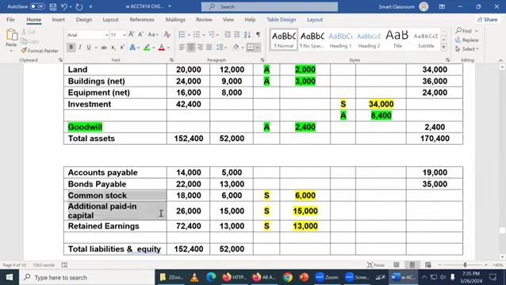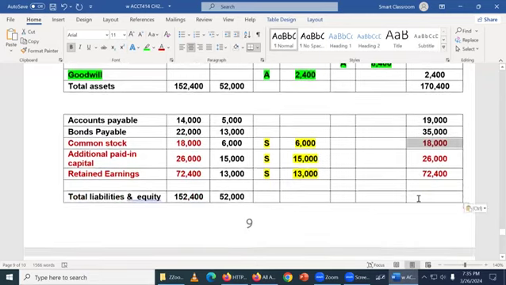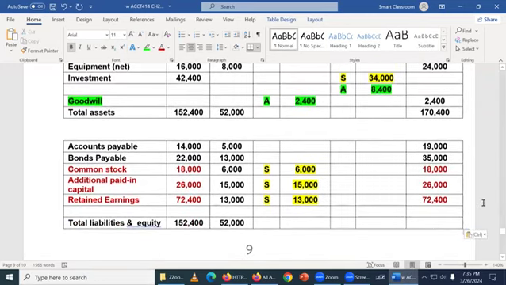And down here, again, this common stock, the only thing that's left is going to be Amy Company, because there is no Bill Company stock outstanding.